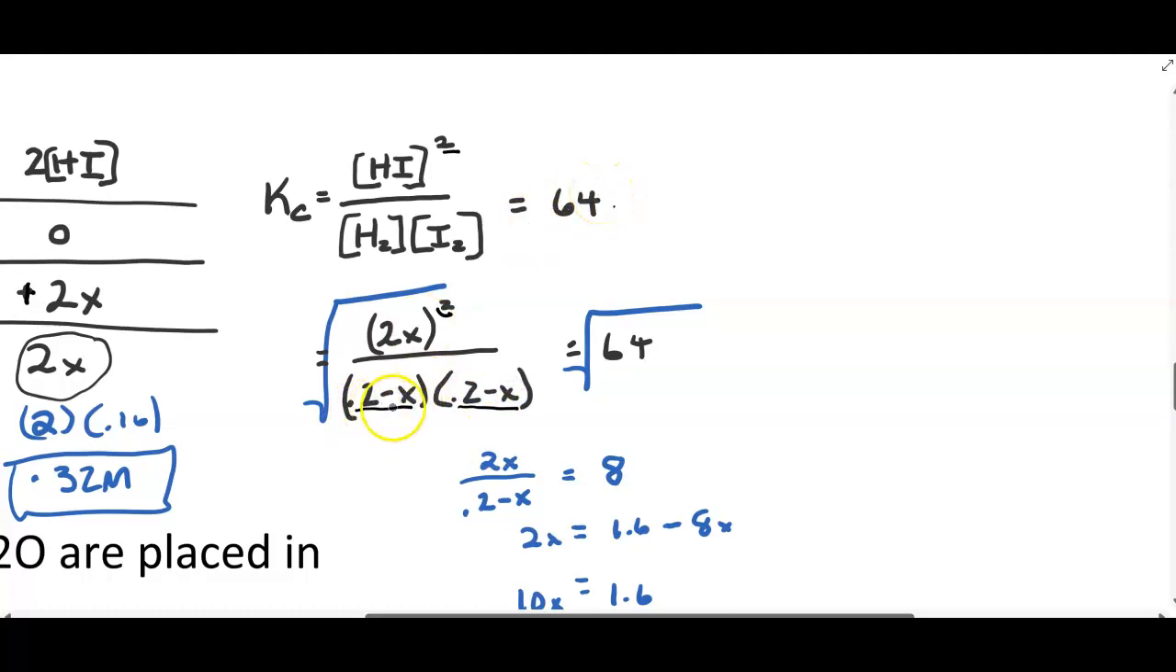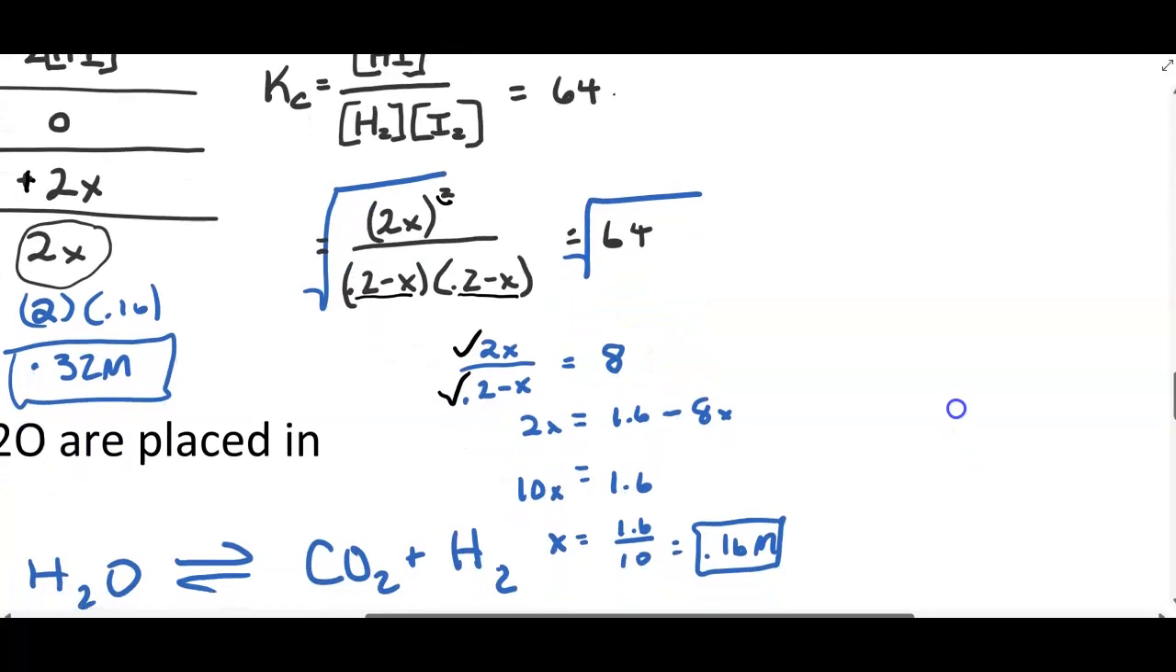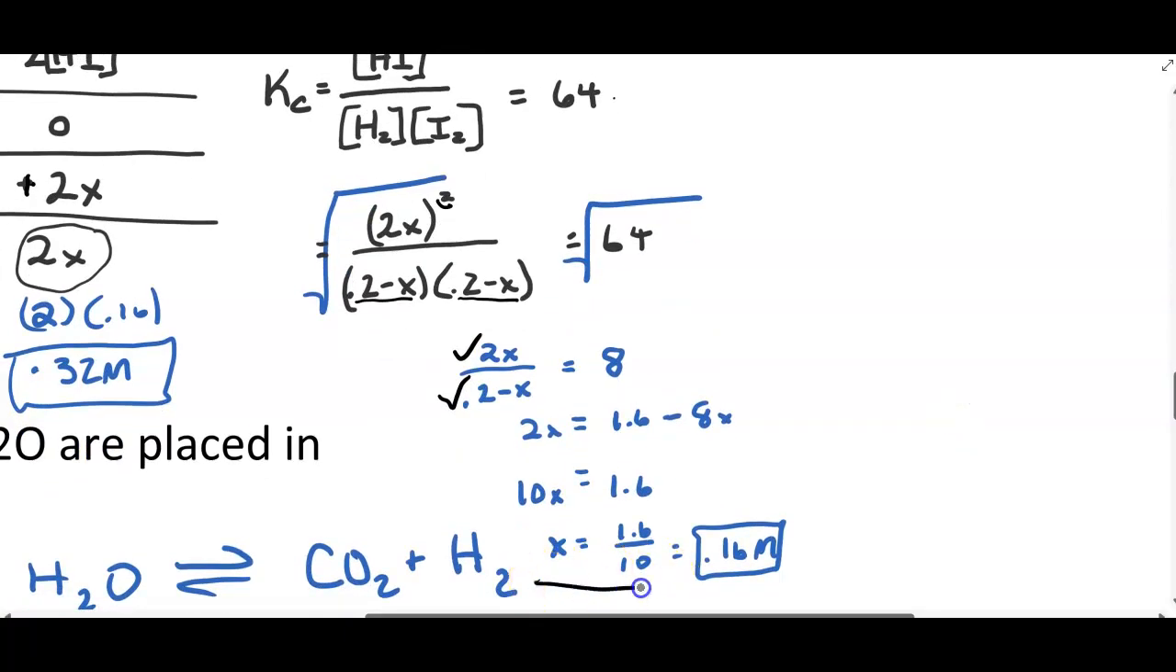Well, 0.2 minus x times 0.2 minus x, well, that's 0.2 minus x squared. So I can take the square root of both sides, which simplifies as 2x over 0.2 minus x, and the square root of 64 is 8. Solving for x, I want to find the x, which is the change in concentration, and my x value is 0.16 molar.